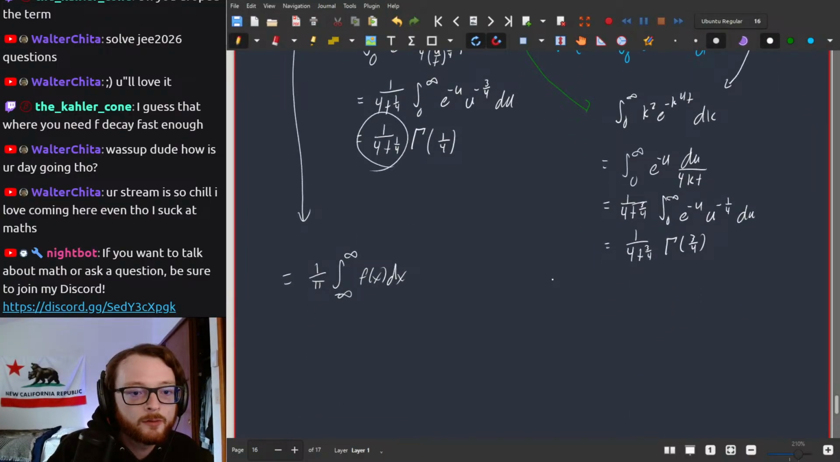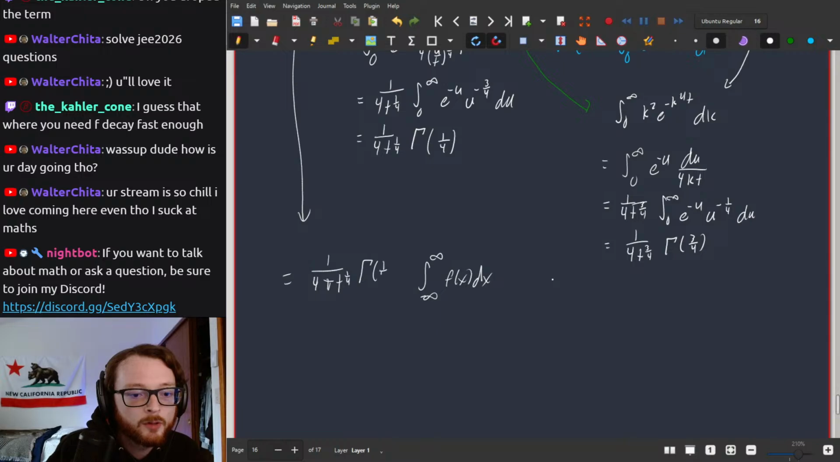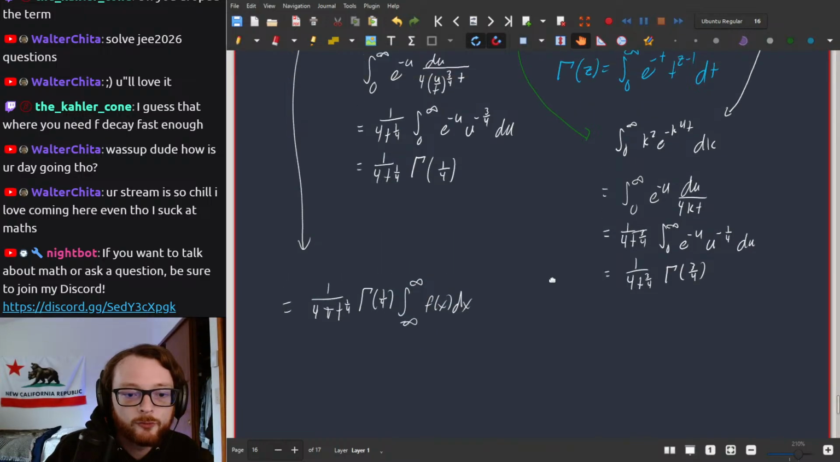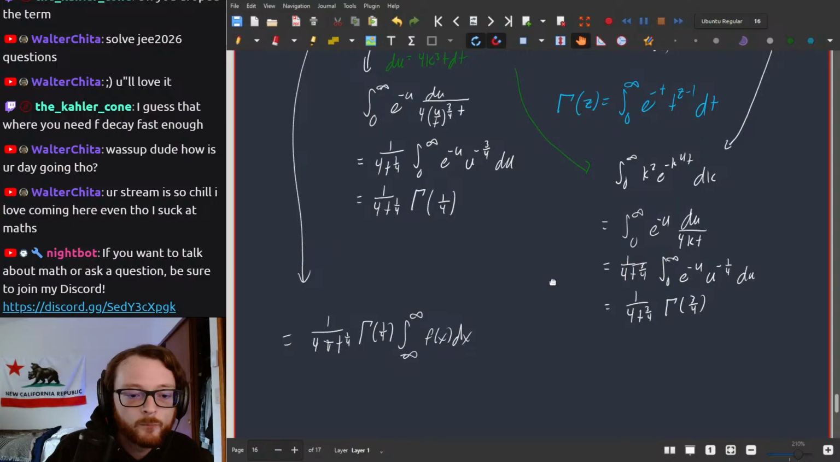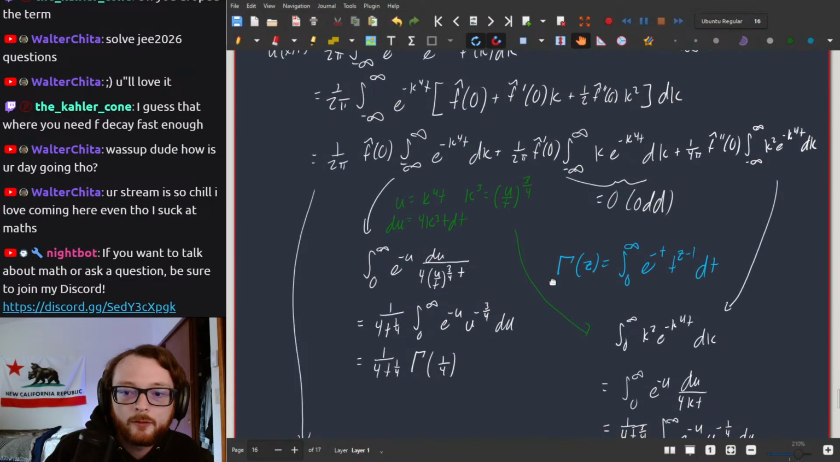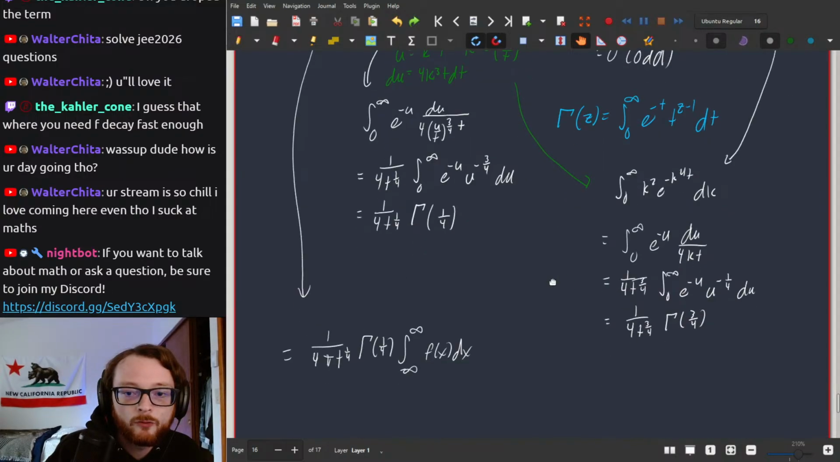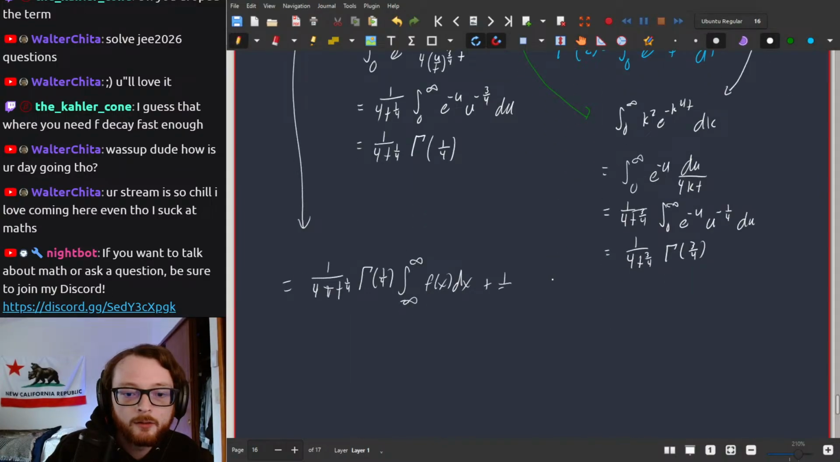So actually I'm going to take it, I guess we'll scooch the integral over. 1/4 pi t to the 1/4. Scooch it over more. Gamma of 1/4. Yeah, that's the first term. The second term. So that's 1/4 pi times 2 will be 1/2 pi.